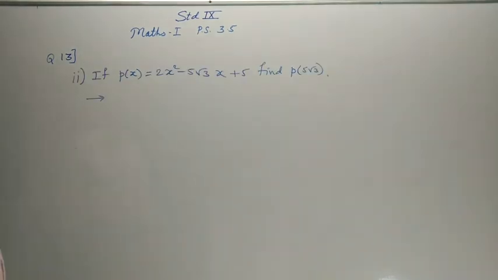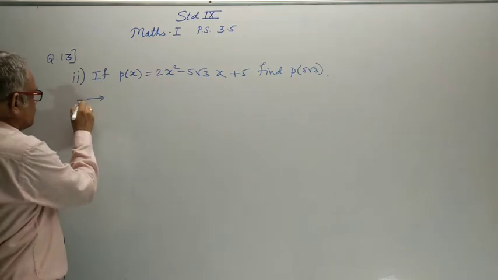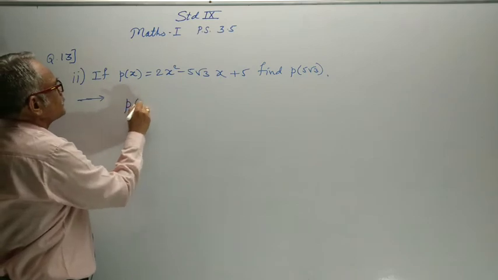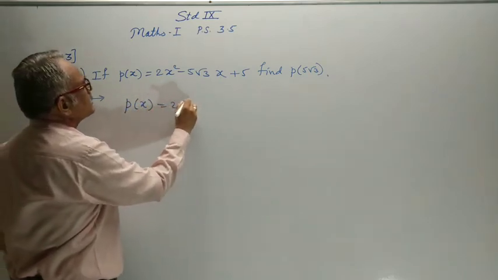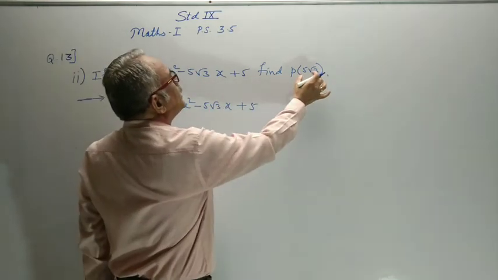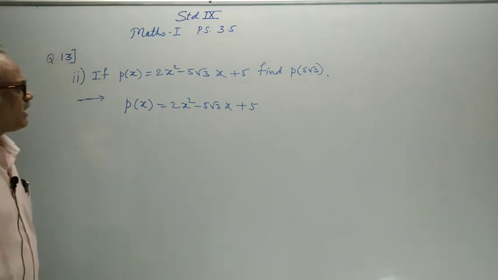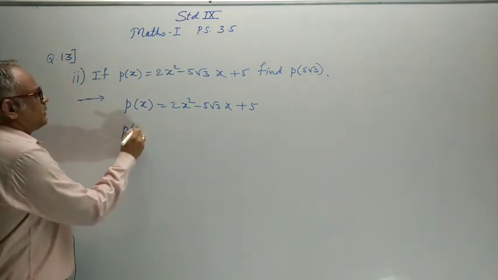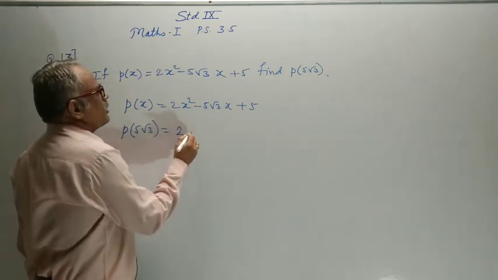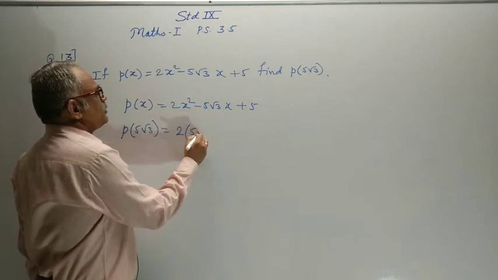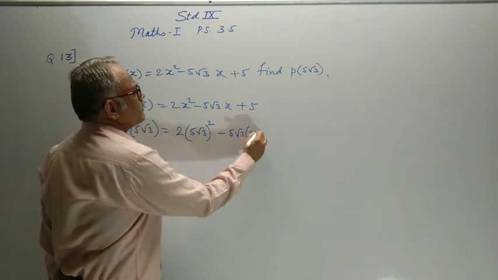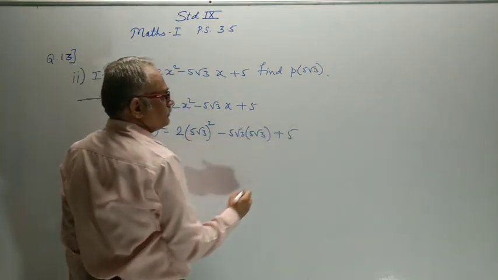Now the second question from question 13, the second sub question. P of x is given, find P of 5 root 3. So first write P of x. Only one thing is asked, then why is it separate and asked last? Because here the x value is an irrational number, 5 root 3. P of 5 root 3: in place of x write 5 root 3. So you must do the square and product properly. 2 into 5 root 3 square, minus 5 root 3 into x value, which is also 5 root 3, plus 5.